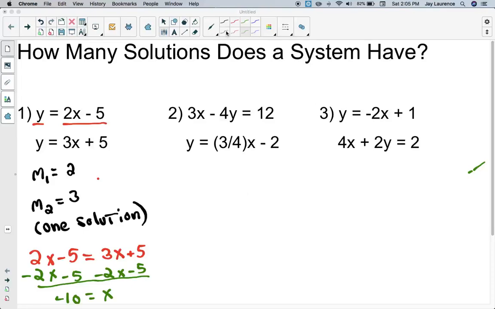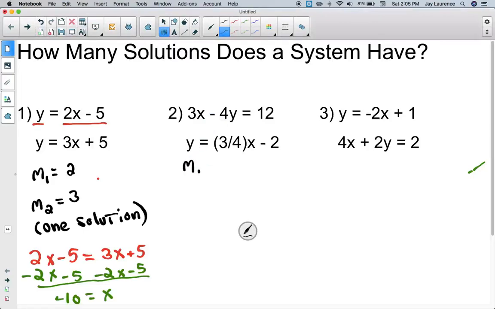So let's look at problem number 2. Let's check the slopes. The slope of the top equation is 3/4, and the slope of the bottom equation is 3/4. This time the slopes are the same. Now that leaves two possibilities. Either the lines are going to be parallel, like we learned way back in chapter 5, or they might be the same line.